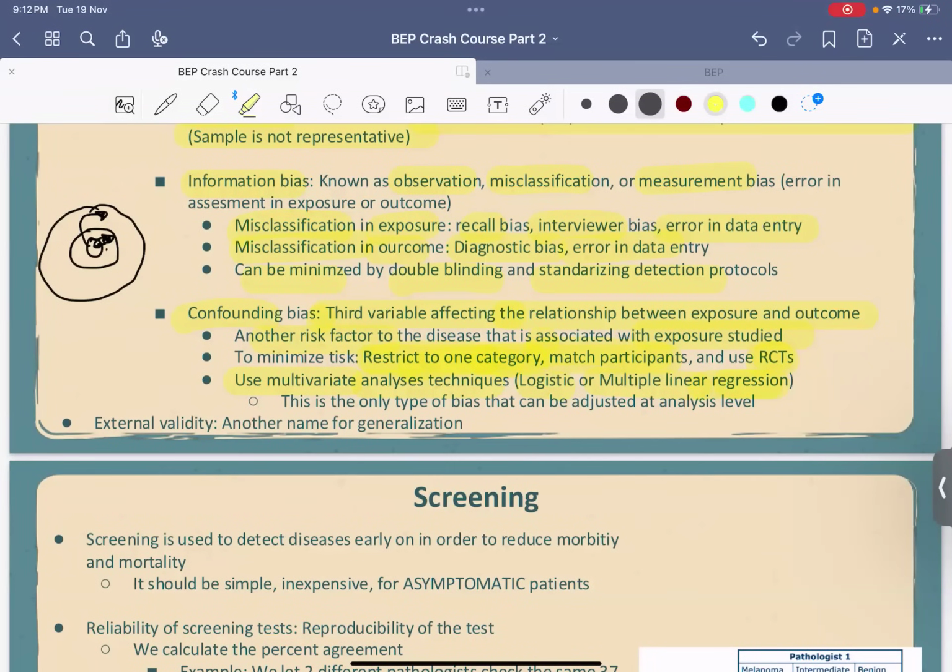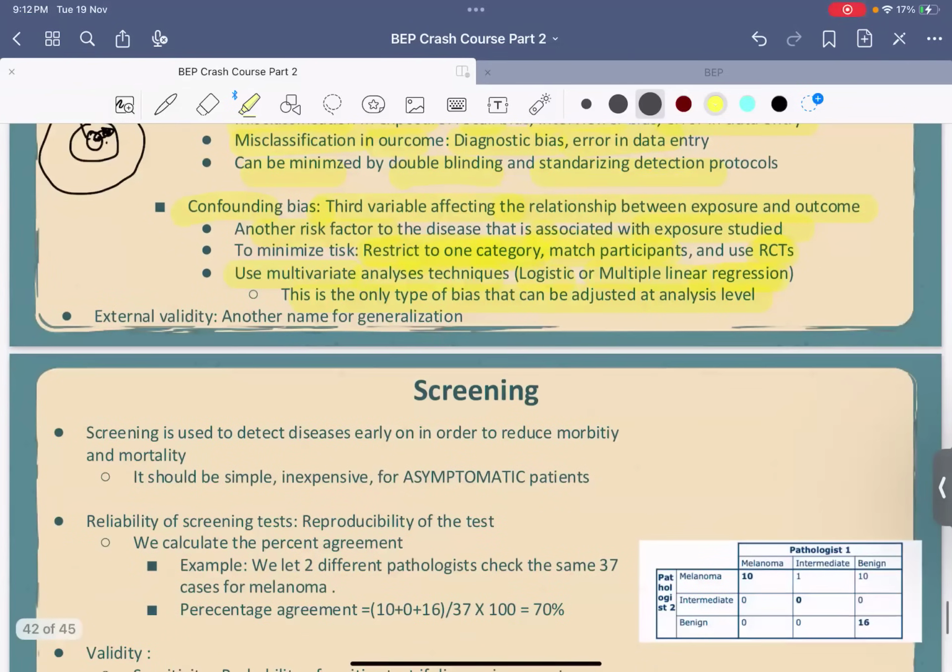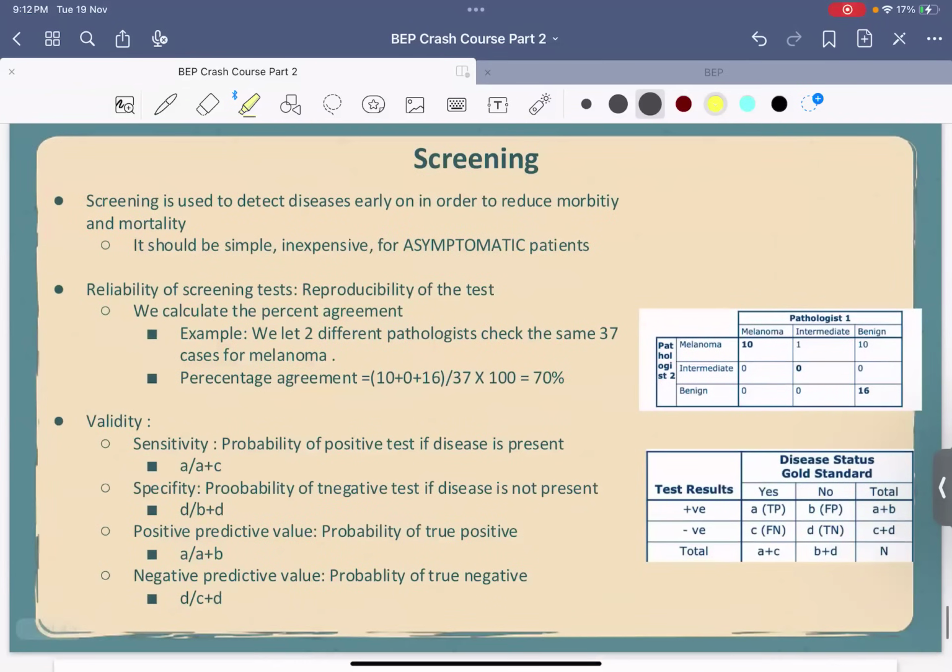So during analysis, this is high yield, okay? The only thing that can actually change after the study is done is confounding bias. This is the only type of bias that can be adjusted at the analysis level. External validity is another name for generalization, as we said earlier.